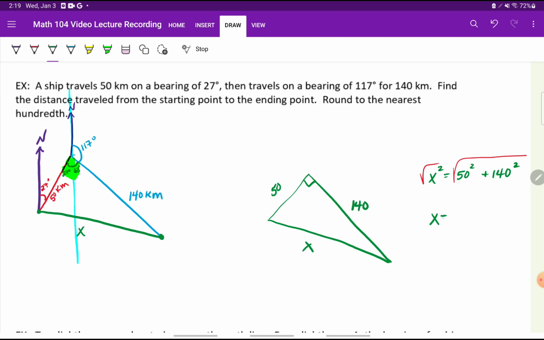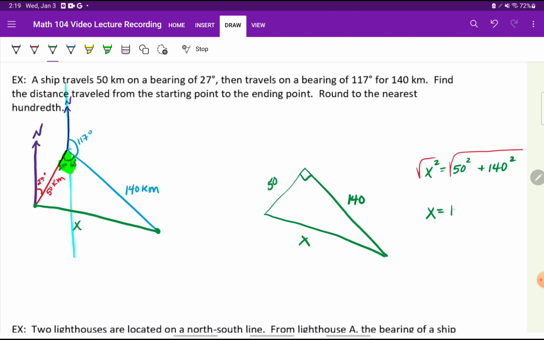We're going to get x to be equal to 148.66, and our unit is kilometers. Remember that the hypotenuse is the longest side of our right triangle, so it's no surprise here that we get our side x to be larger than 140.